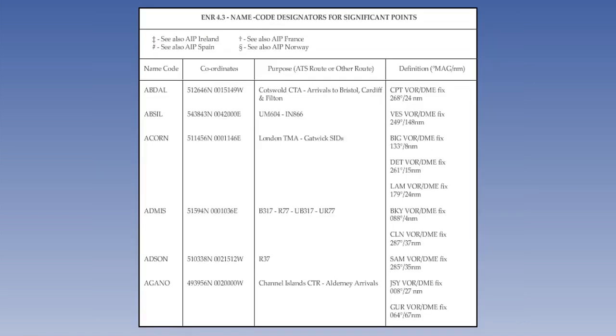Significant navigation points which are not marked by a radio navigation aid, for example, an airway FIR crossing point, are given a code name of up to 5 letters. From the table, we can find the code name, its geographical coordinates, its significance, and its position relative to a co-located VOR DME.